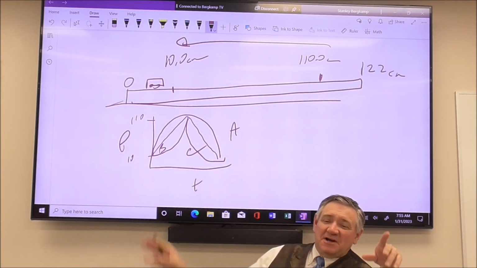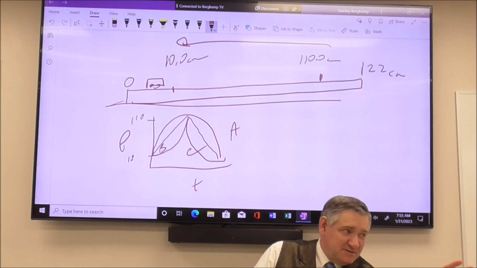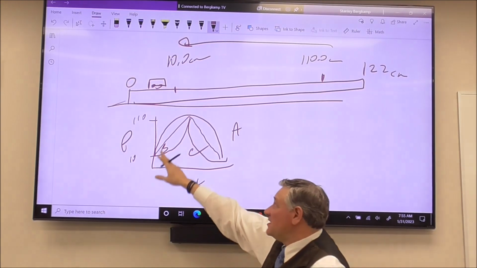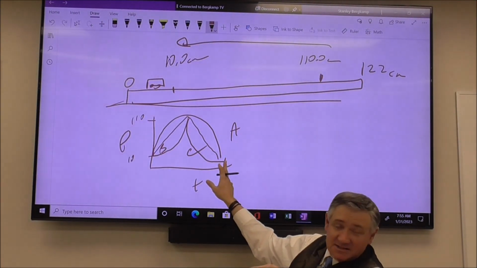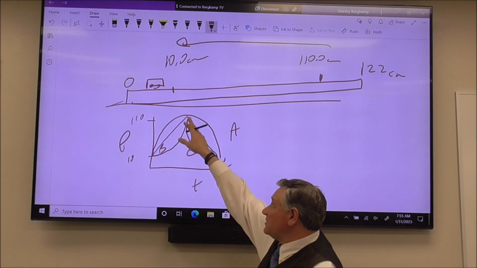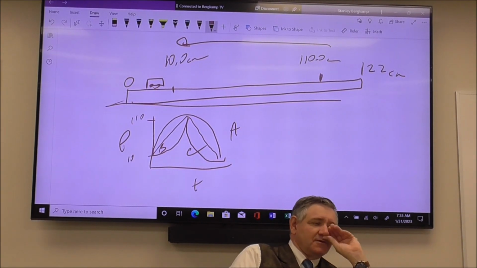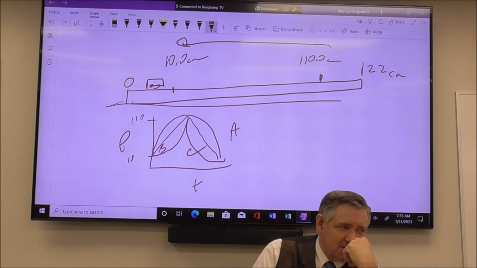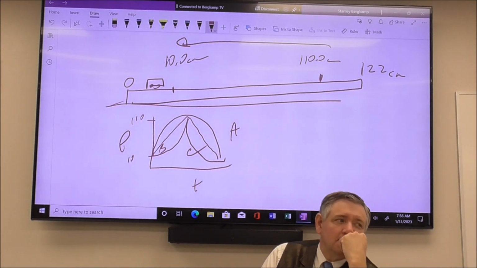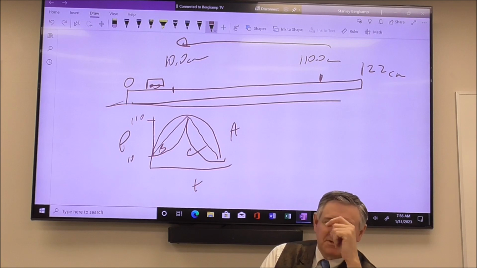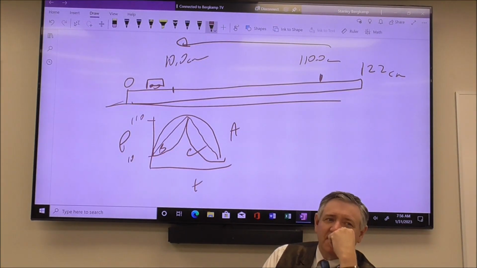Which position time graph represents that motion? A, B, or C? So there was A, which is the parabolic curve, B, which is the straight sloping lines, and C, which goes up like this and then comes back down like that. So that's what we're trying to figure out, what the position time graph is going to look like. So, for those of you that voted A, who wants to be the spokesperson and tell me why you voted for A?